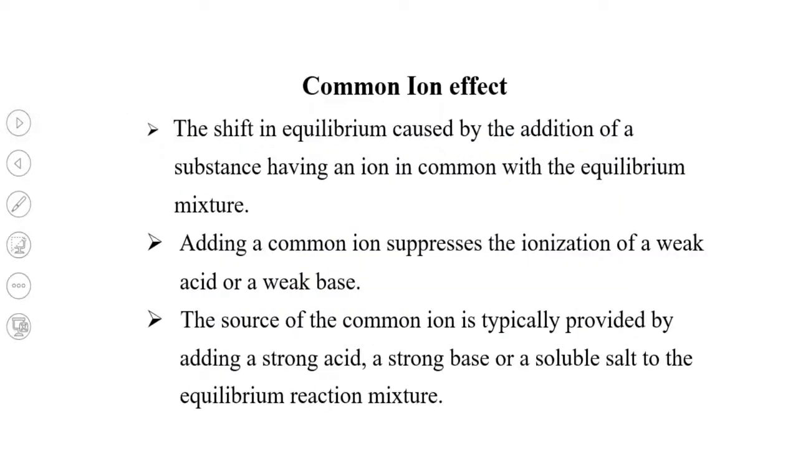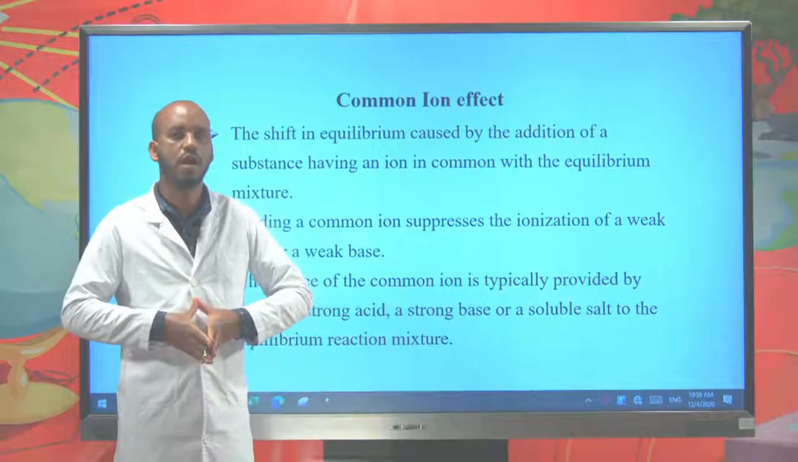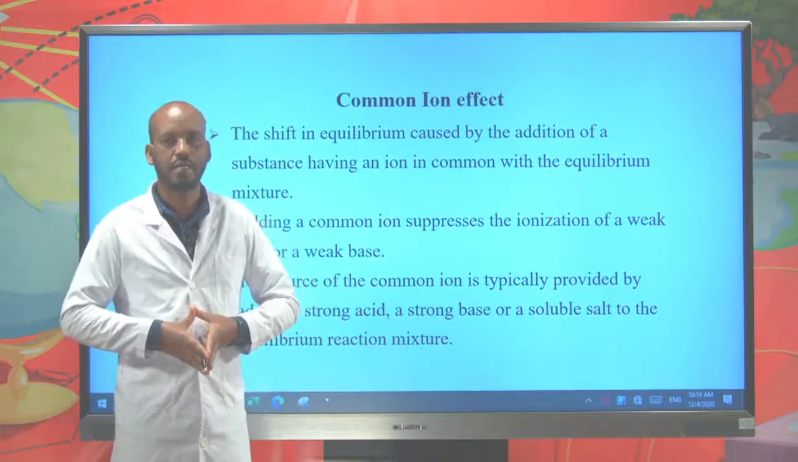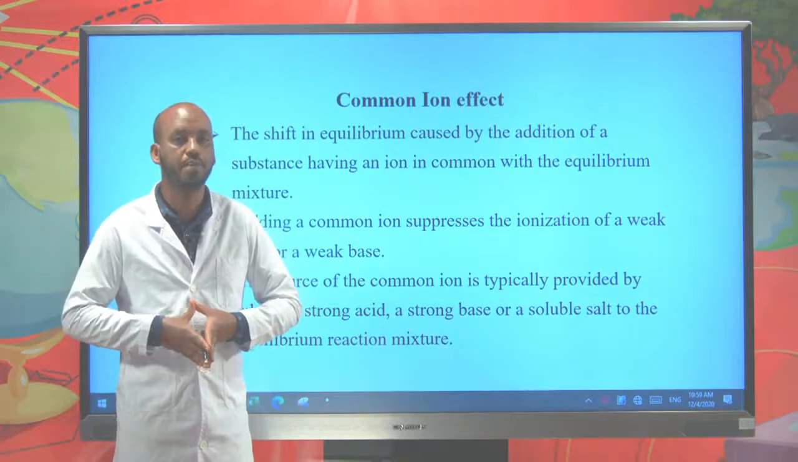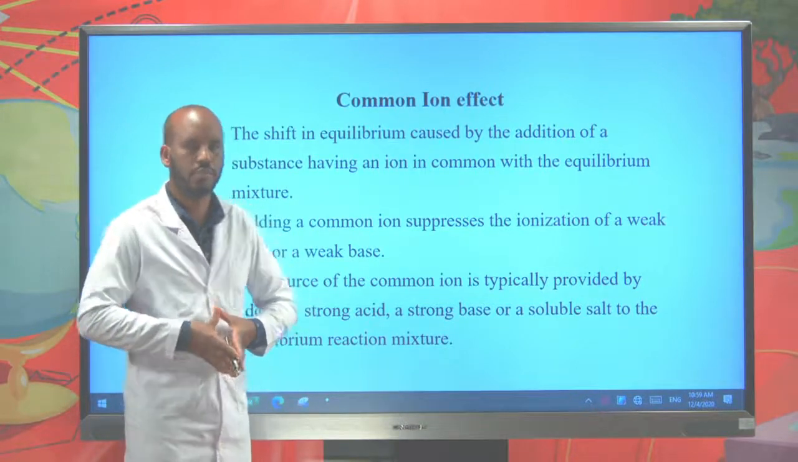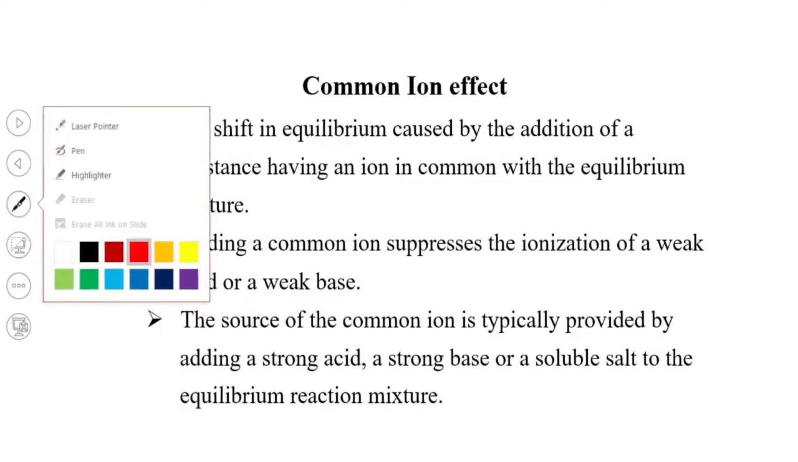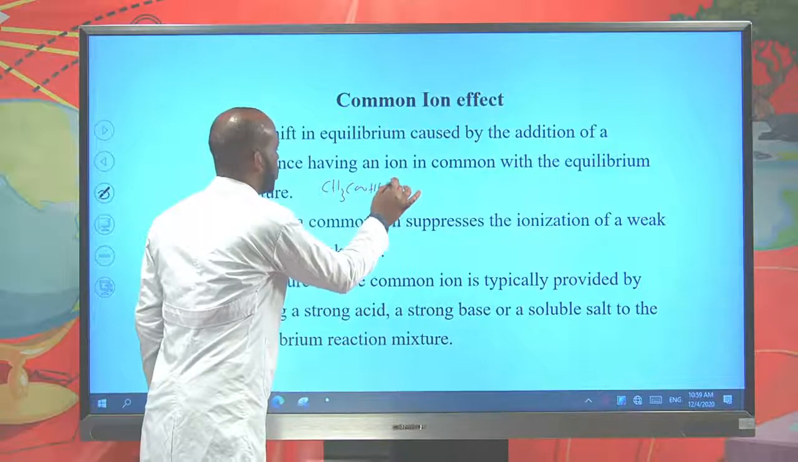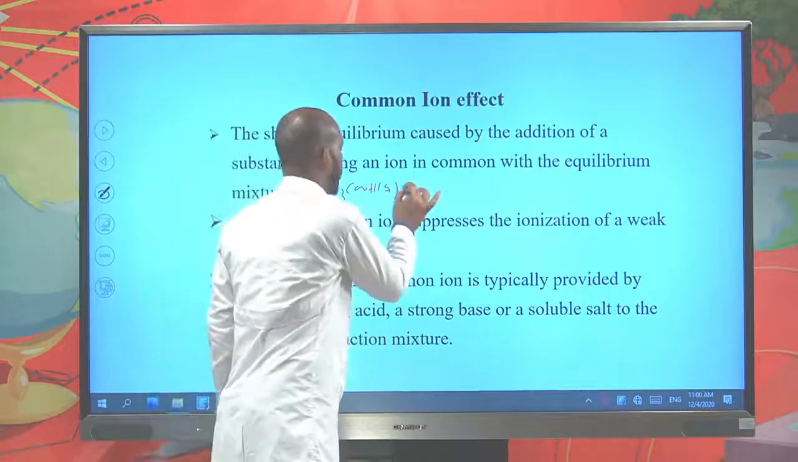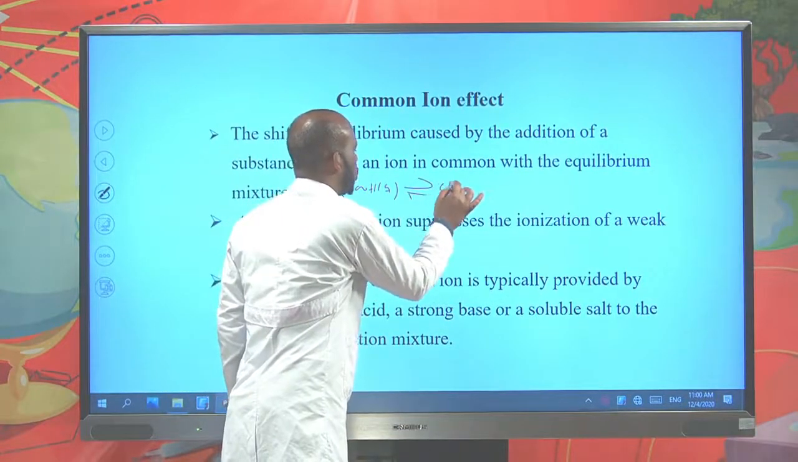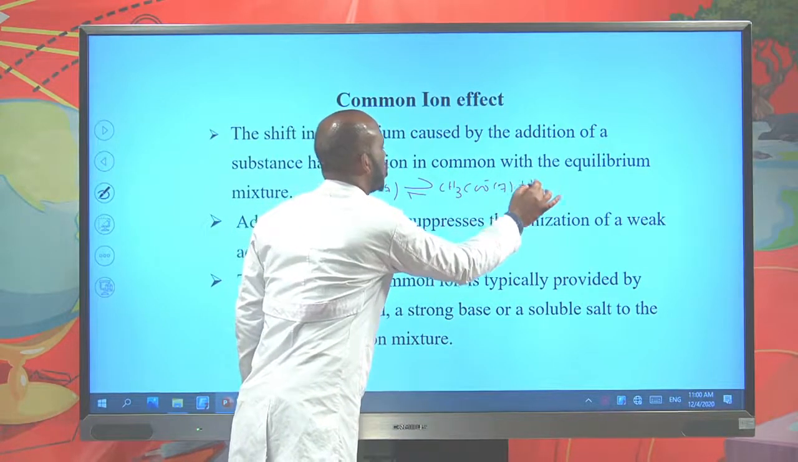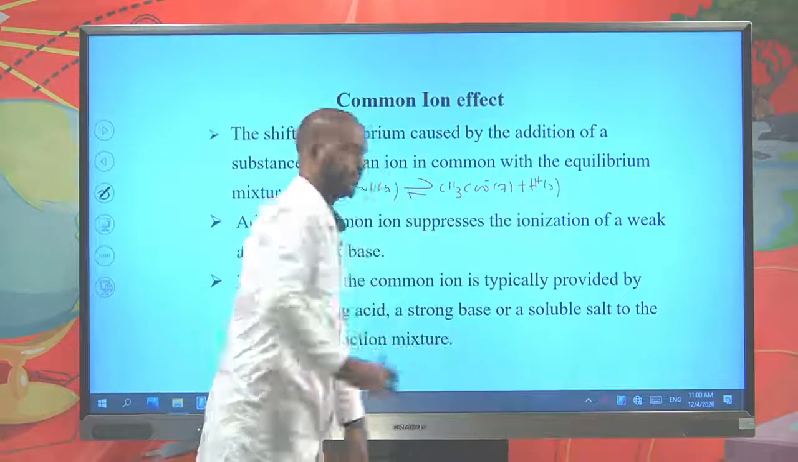Common ion effect. Common ion effect is the shift in equilibrium caused by addition of a substance having an ion in common with the equilibrium mixture. Consider dissociation of acetic acid, CH3COOH. The weak acid dissociates to a small extent into acetate, CH3COO minus aqueous, plus H plus aqueous.